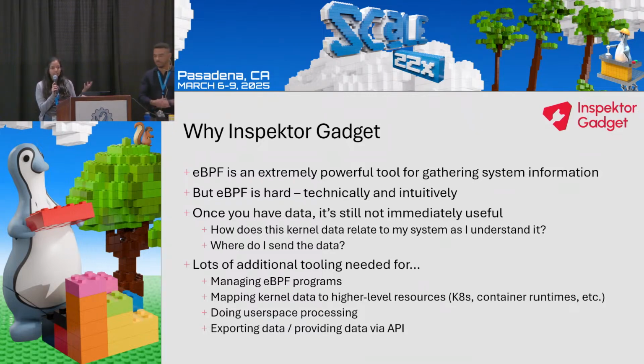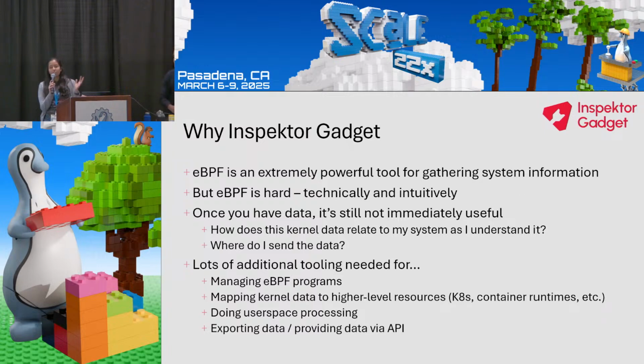So why did the team think to even create Inspektor Gadget? The team recognized that eBPF is super powerful for gathering system information and really getting the details of what is going on in your system, but it's hard. It's not necessarily the most intuitive thing. And once you have all of this super granular data, it's not necessarily immediately useful. It can be overwhelming. There can be a lot of it. So we need to understand this kernel-level data within the context of our larger system, and we need to be able to easily export it and use it in a way that makes sense for us.